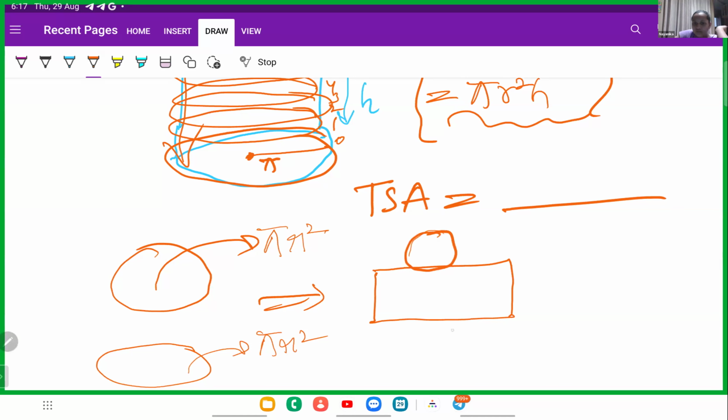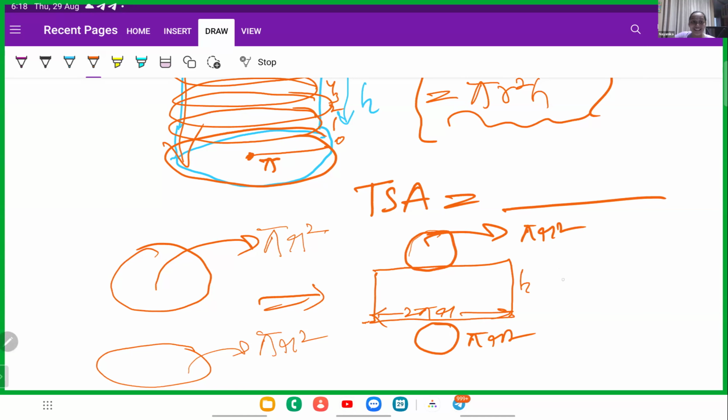This is pi r square, and here circumference comes into the picture. The height will be given, right? So height and circumference. We are converting this cylinder into a rectangle. So what will be the length? 2 pi r.